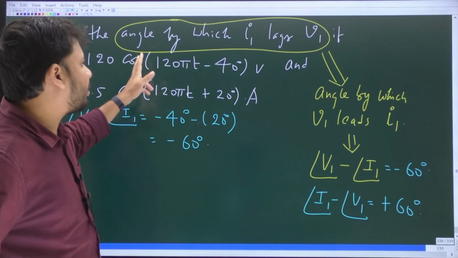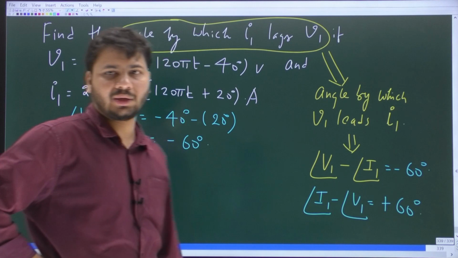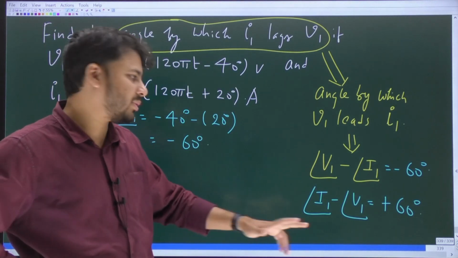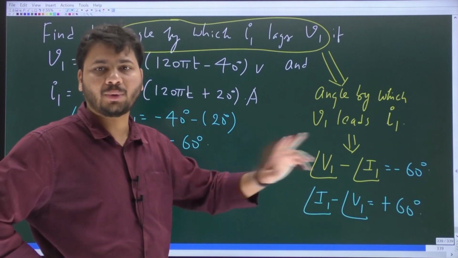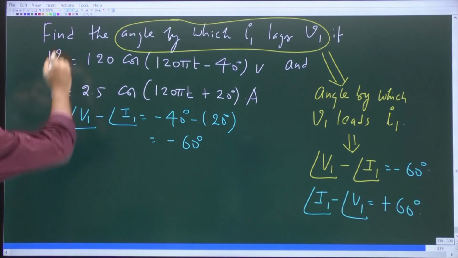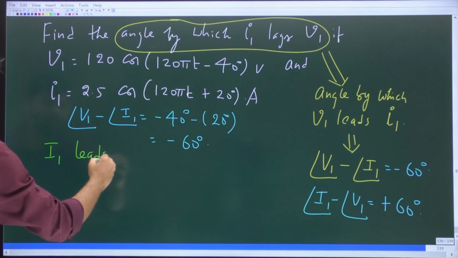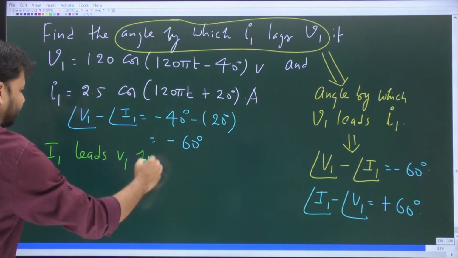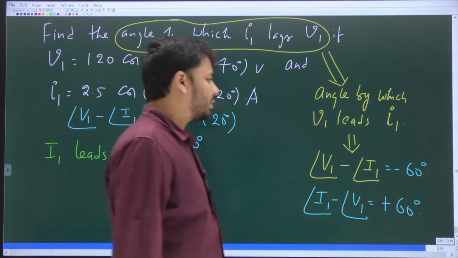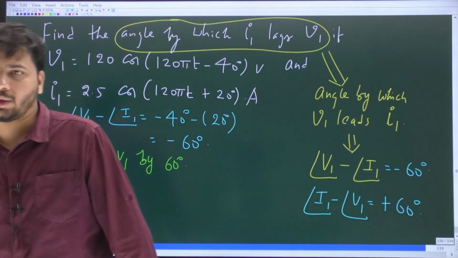But the question is what? To find the angle by which I1 lags V1, and that answer is minus 60 degrees. So the answer to this question is minus 60 degrees. But the final conclusion is that the current leads voltage by 60 degrees. I1 leads V1 by 60 degrees. But the answer to this question is minus 60 degrees.